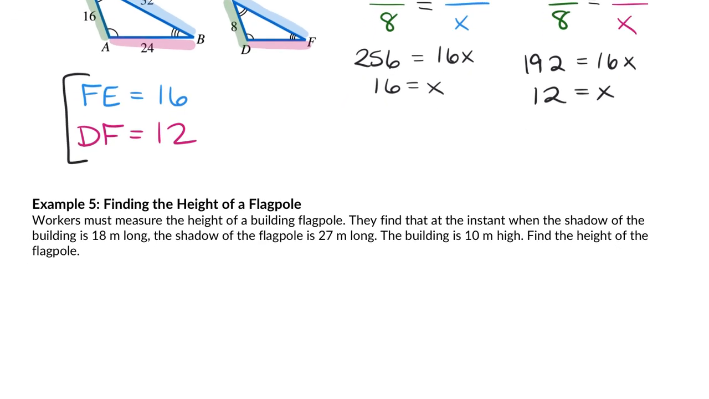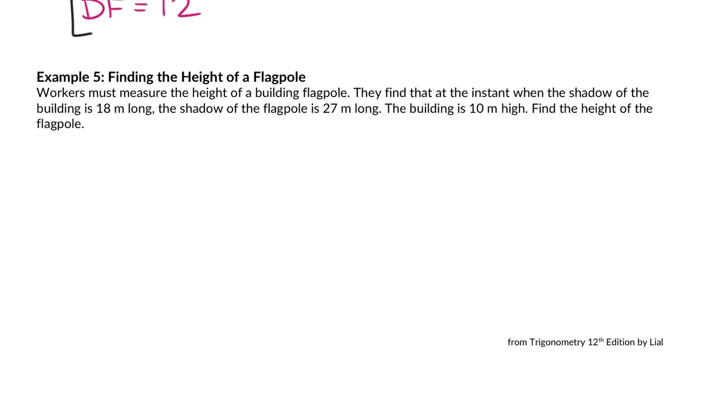Okay, last but not least, finding the height of a flagpole. Workers must measure the height of a building's flagpole. They find that the instant when the shadow of the building is 18 meters long, the shadow of the flagpole is 27 meters long. The building is 10 meters high. Find the height of the flagpole.